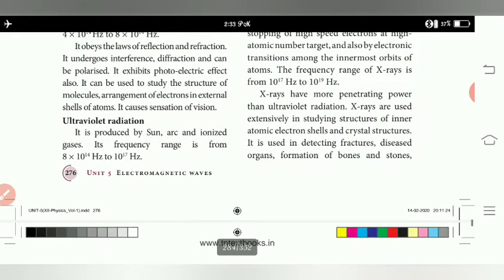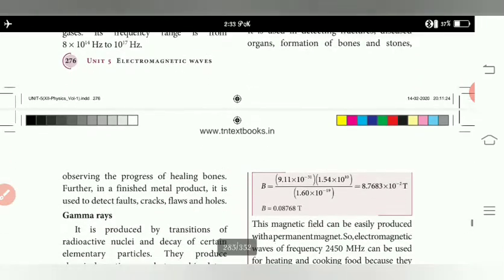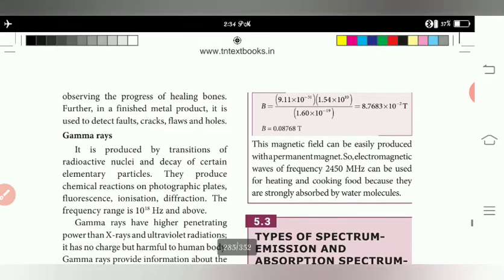X-rays have more penetrating power when compared with ultraviolet radiation. X-rays are used extensively for studying the structures of inner atomic electron shells. Visible light is used to study the external shells of the atom, the electrons in the external shells. X-rays we use for inner atomic electron shells and crystal structures. They are used for detecting fractures, diseased organs, formation of bones, stones, and observing the progress of healing bones. Further, in finished metal products, they are used to detect faults, cracks, flaws and holes.